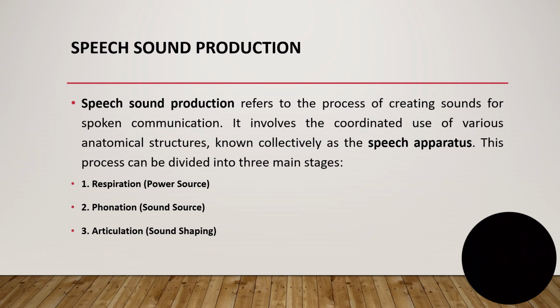Let's look at speech sound production. Speech sound production refers to the process of creating sounds for spoken communication. It involves the coordinated use of various anatomical structures known collectively as the speech apparatus. This process can be divided into three main stages: respiration, or what we call the power source; phonation, or the sound source; and articulation, or sound shaping.